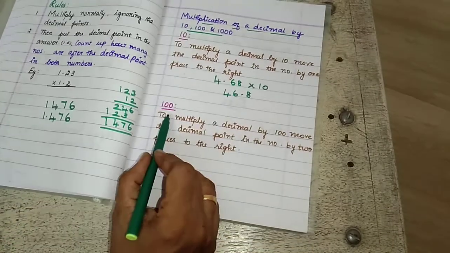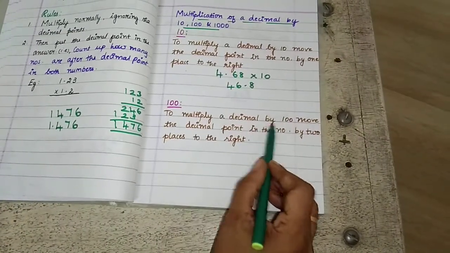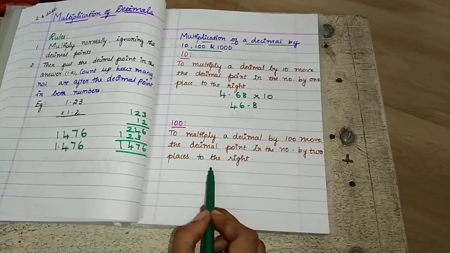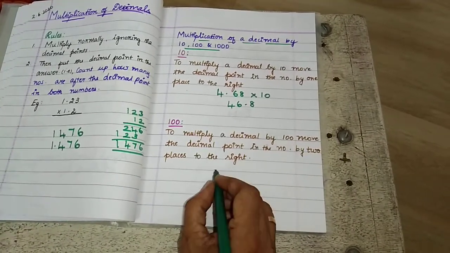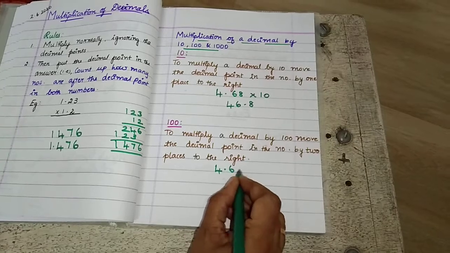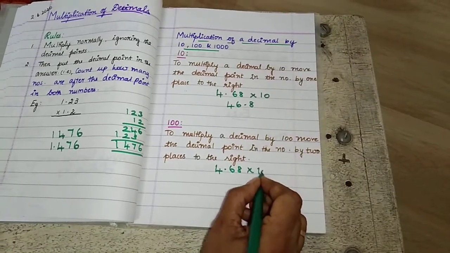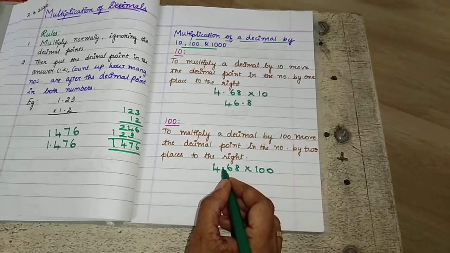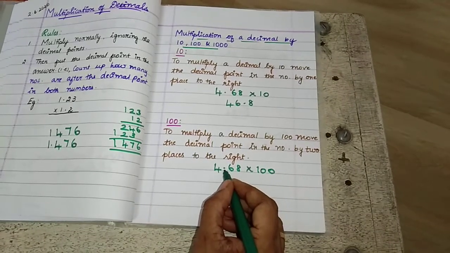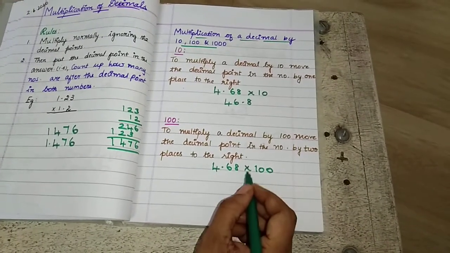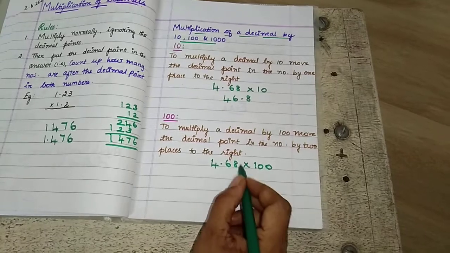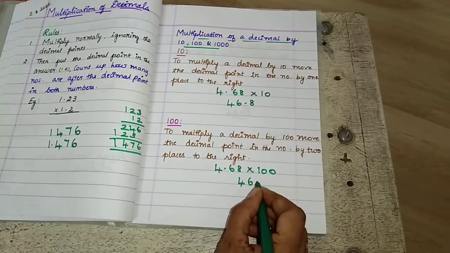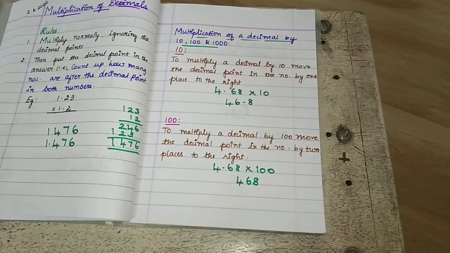Understood? Similarly for 100, to multiply a decimal by 100, move the decimal point in the number by 2 places to the right. So if I have the same number 4.68 into 100. Now how many zeros are there? 2 zeros. So here I have to move the point, it is after 4. So I have to move the point 2 places to the right. So if I move the point 2 places to the right, I will get the point at the last. So my answer will be 468. Clear?